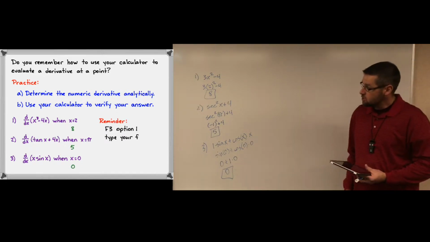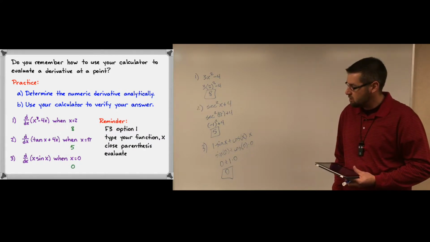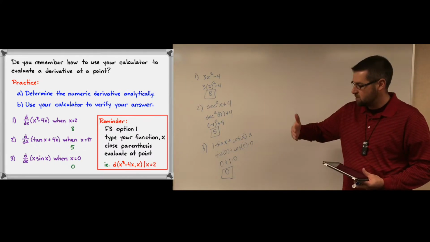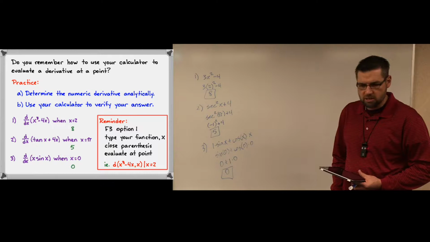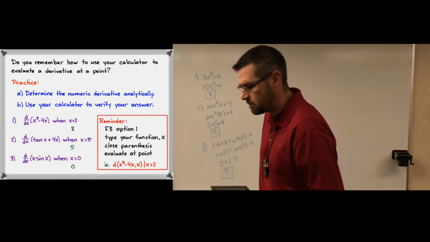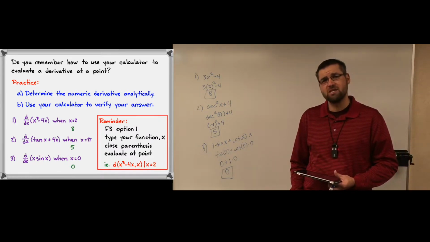Okay. So just to refresh your memory: F3, option 1, type the function in, then comma x, close the parentheses, and then you hit the evaluate button, and then x equals whatever. Or, what's the other thing? What'd you say? Second and 8? So for those that are listening at home, this is for the TI-89.